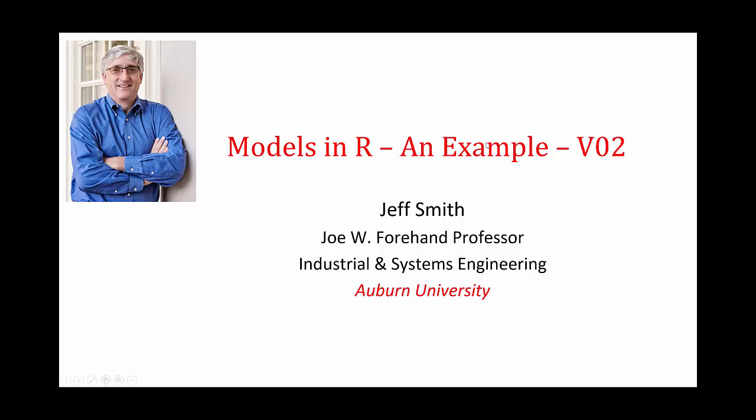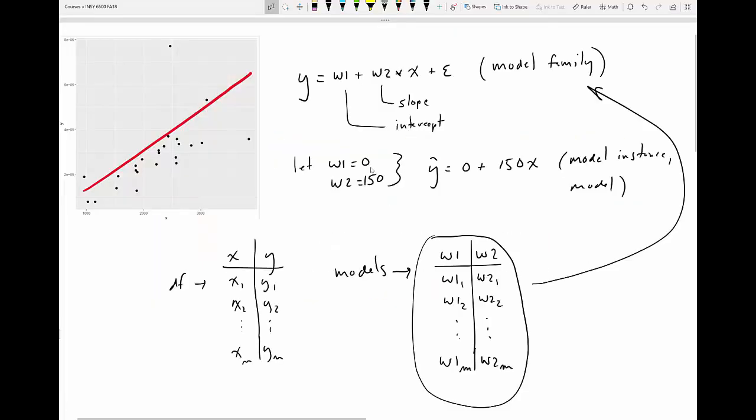This is the second video in the module Models in R. As you'll recall, in the previous video, we looked at our sample data, shown in the scatter plot here, and then hypothesized a model to try to explain the relationship between the two variables x and y. The model family we're using is the standard straight lines using the slope-intercept formula, characterized by the two parameters W1 and W2.